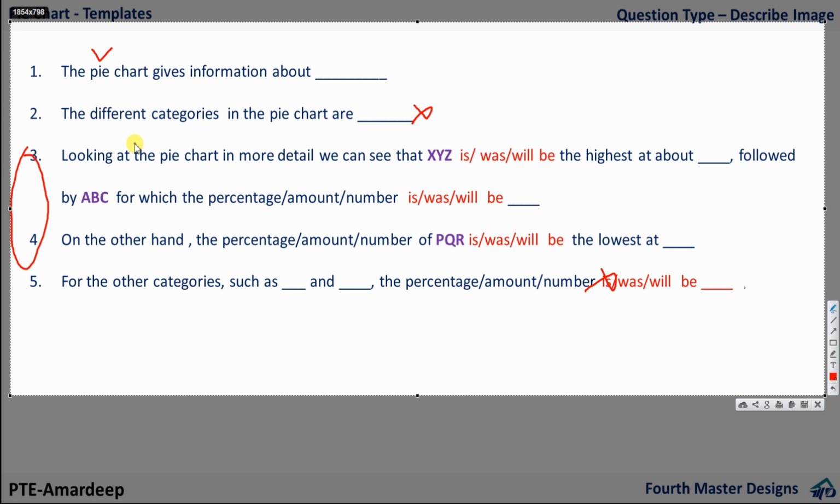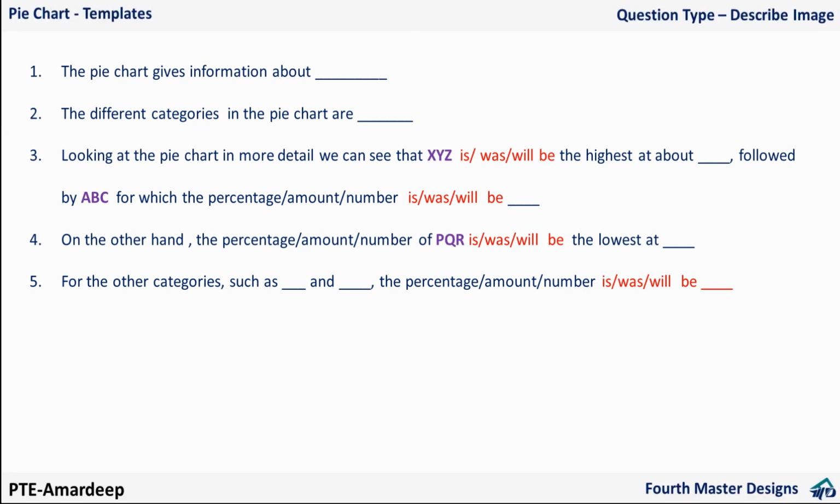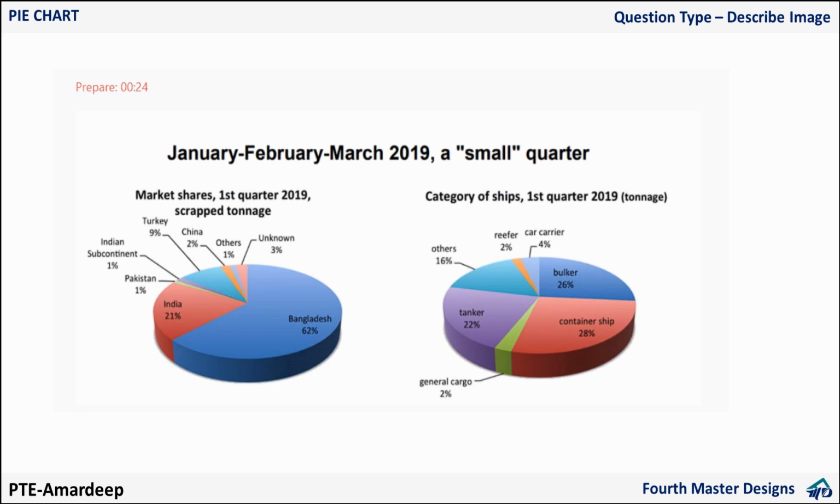Okay. Let me show you one sample of double pie chart also. So see, this is a pie chart. Jan, Feb, March 2019, first quarter. That is the heading. Ship tonnage, market share, first quarter 2019, scrap tonnage, and category of ships. That's all. And what is the highest? Bangladesh, second highest India, then Indian subcontinent, Pakistan, others, and that's all.